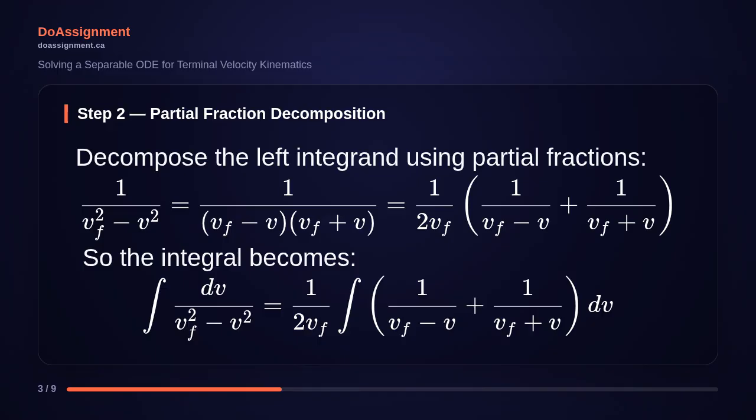We decompose 1 over vf squared minus v squared using partial fractions, factoring the denominator as vf minus v times vf plus v. This gives 1 over 2 vf times the sum of 1 over vf minus v and 1 over vf plus v.